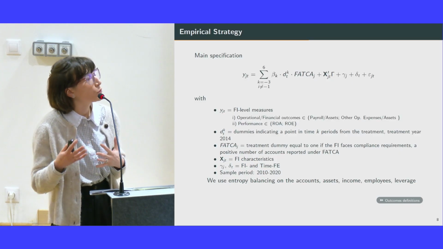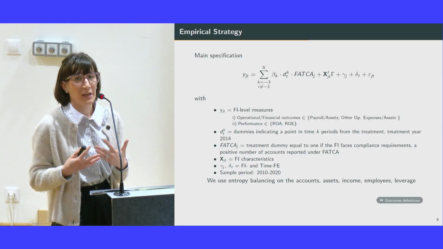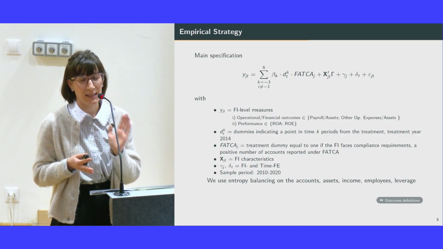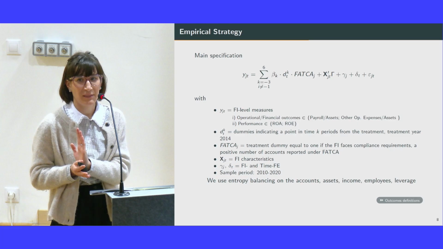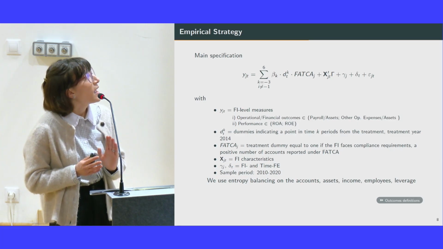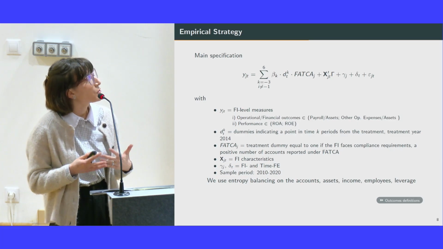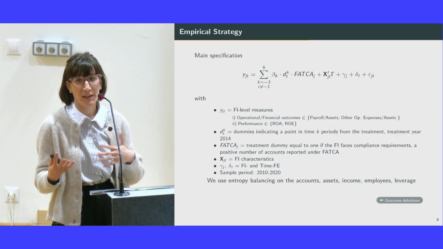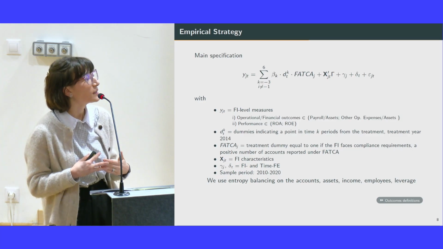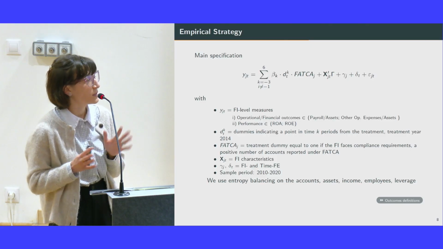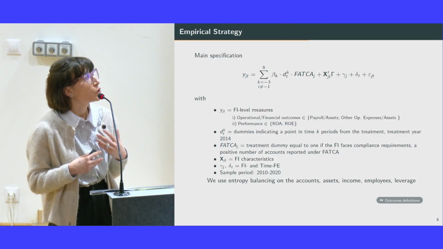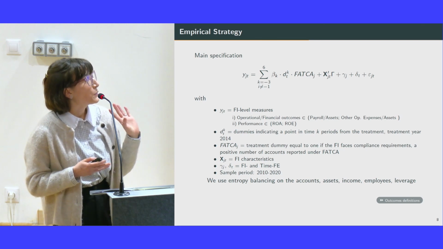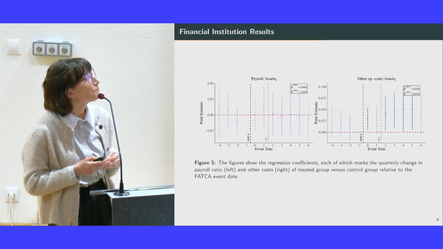And then further, we also want to look at net performance in terms of return on assets or return on equity. For us, FATCA is when in Norway they start collecting information, so the bilateral treaty is activated in 2014. We have a bunch of characteristics we control for that we also use for entropy balancing, because as you saw, they are different. So we take that into consideration, but results are also similar without entropy balancing. We balance on account, asset, income, employees, and leverage. And our period is 2010 to 2020.